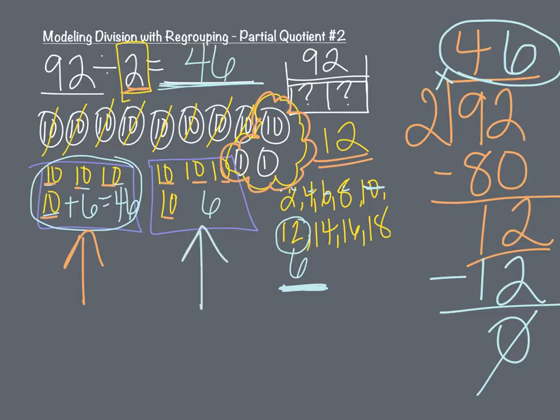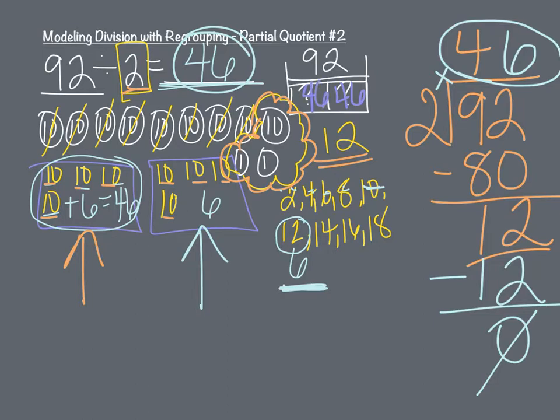My quotient is 46. Just like my model. Each of my groups contained 46. So now I can go back to my original word problem structure, and instead of those question marks, what can I put inside of each box? That's right, the number 46.